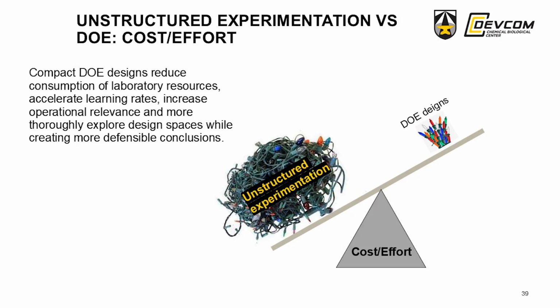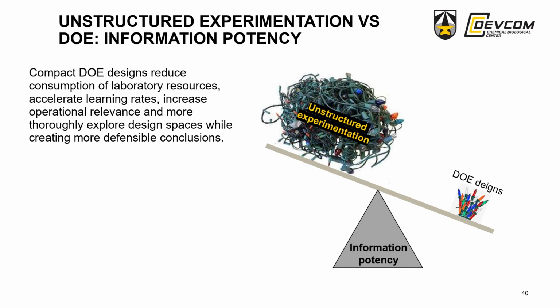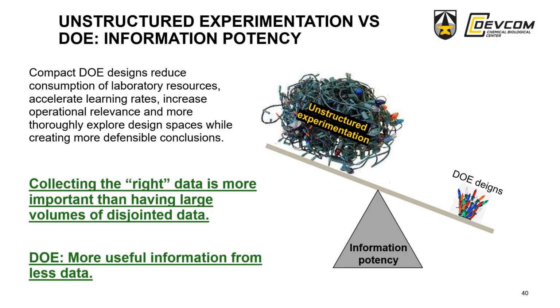Here's just a little graphic wrapping things up: cost and effort, DOE versus unstructured experimentation. Unstructured experimentation is always more effort and more cost. However, the DOE designs, while smaller, are denser in information potency. You get more for your resources. DOE is about collecting the right data, which is more important than having a huge volume of disjointed data. DOE is giving us more useful information from less data. As strange as that sounds, that's what we're seeing.